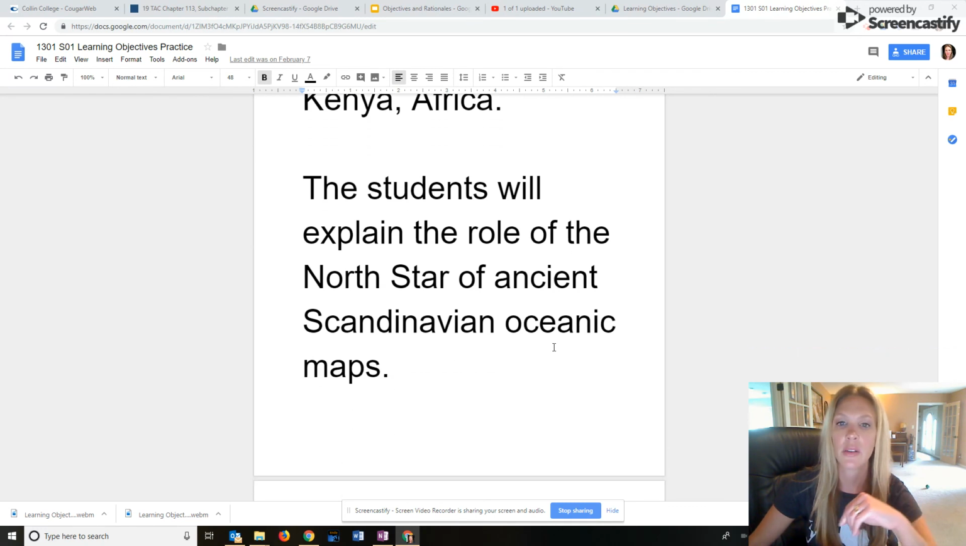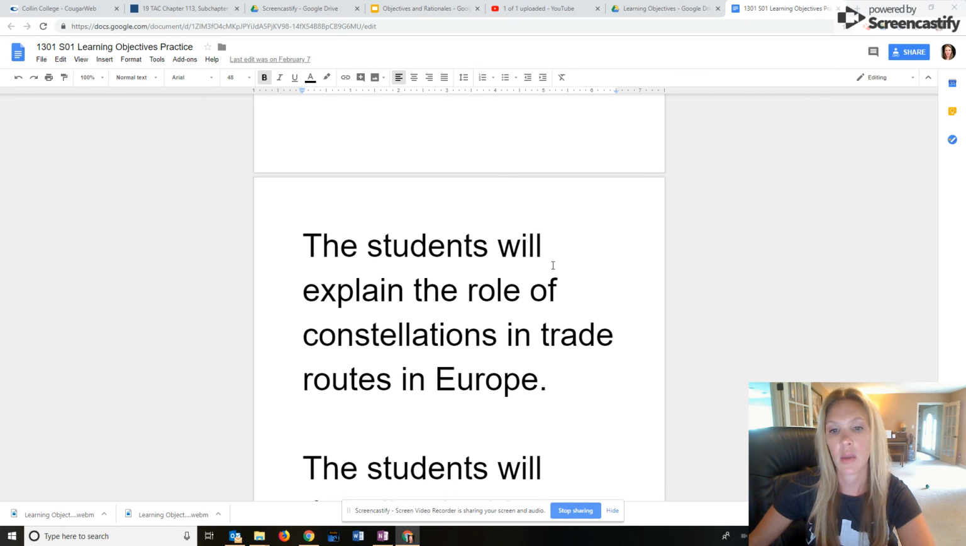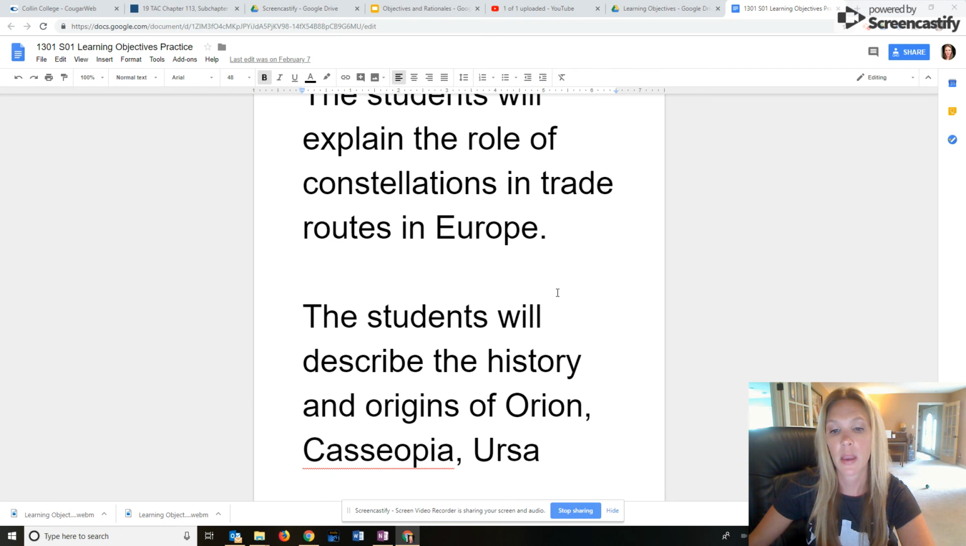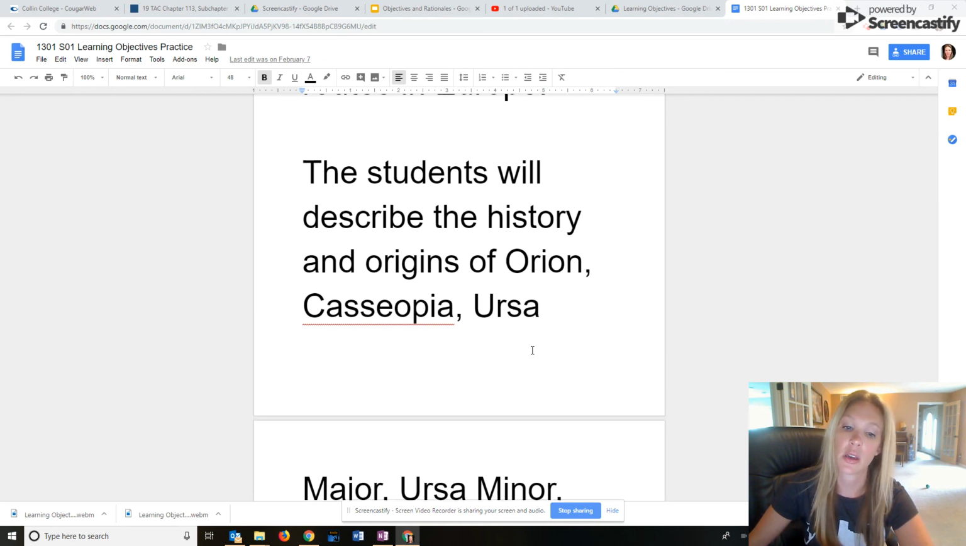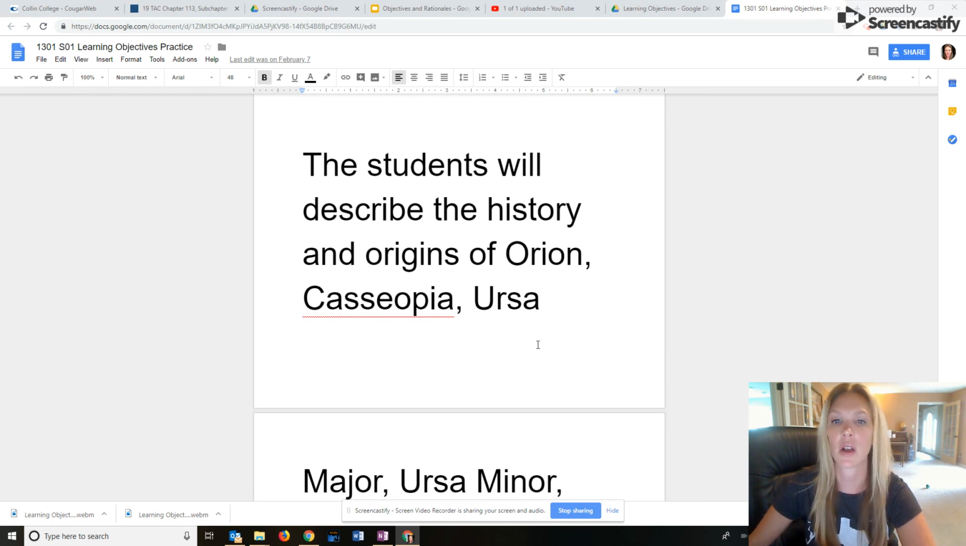So here we have one: the students will explain the role of the North Star on ancient Scandinavian oceanic maps. We use the word explain, and we're talking about how it was used for navigation in a specific location. Another one about trade routes: the students will explain the role of constellations in the trade routes. But then here we have one on constellations: the students will describe the history and origins of Orion, Cassiopeia, Ursa Major, Ursa Minor, and some of the other constellations. Each of these objectives would be okay to meet these TEKs.